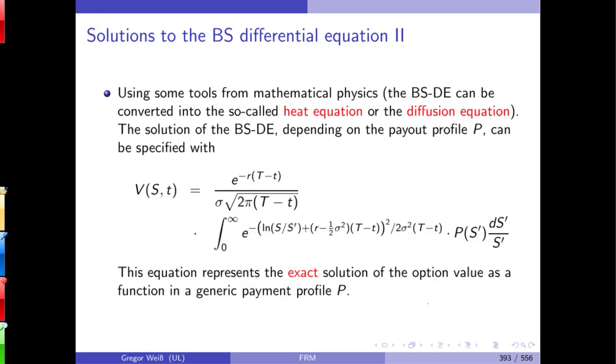Now, we have this differential equation. We know that we can set the boundary condition equal to the derivative's payout profile. And this is where we ask our colleagues from mathematical physics, and they will tell us that if we have this type of partial differential equation, and if we have a function P, that is the payout profile, this is close or exactly the same as what is called in physics the heat equation or the diffusion equation.